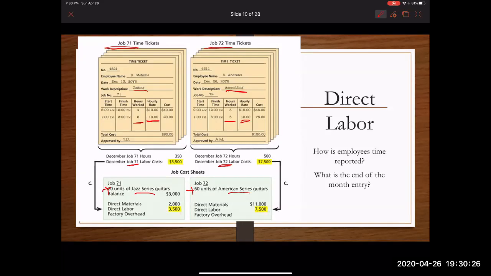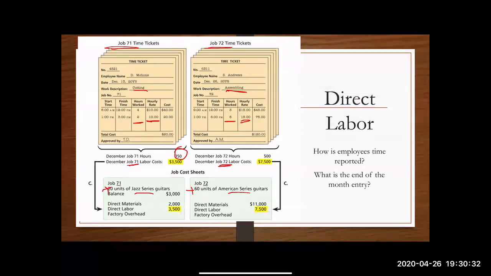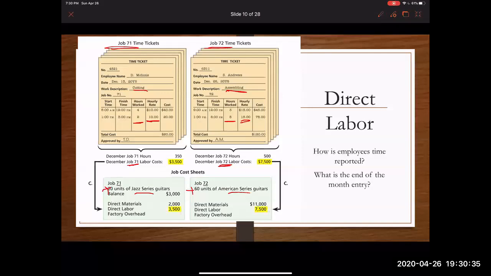And the reason I know this is, okay, here it is. For job number 71, there's a total of 350 hours required. However, for job number 72, there's a total of 500 hours required. In my head, that makes sense, because you're manufacturing 20 guitars versus 60 guitars. So I would expect it to be a little more labor intensive because you're making more.